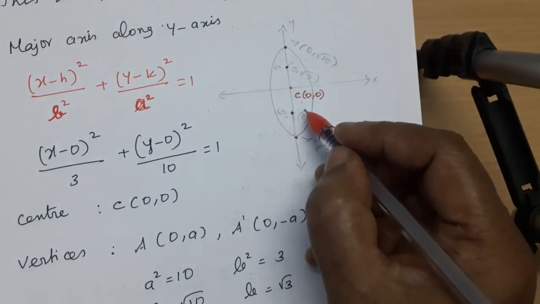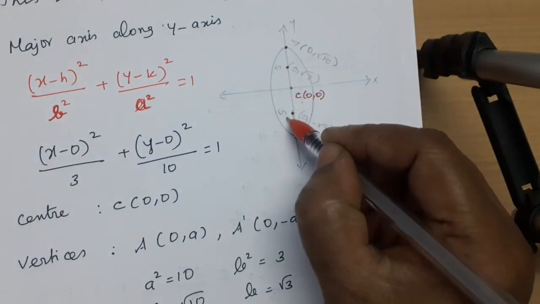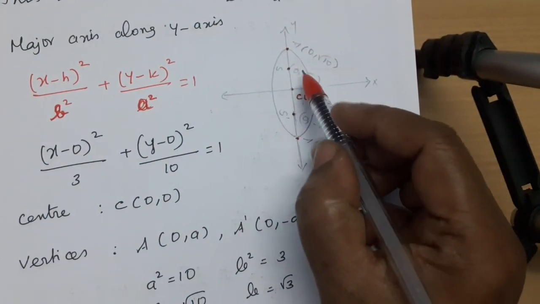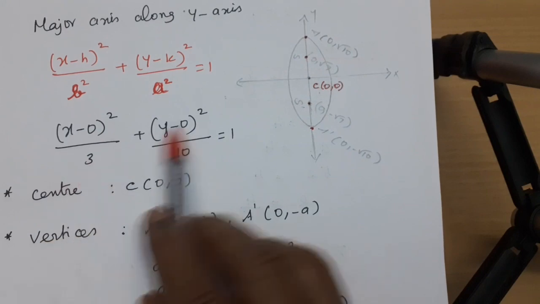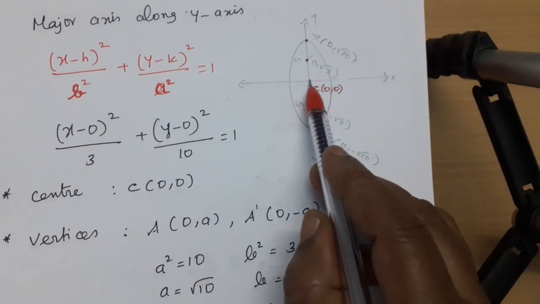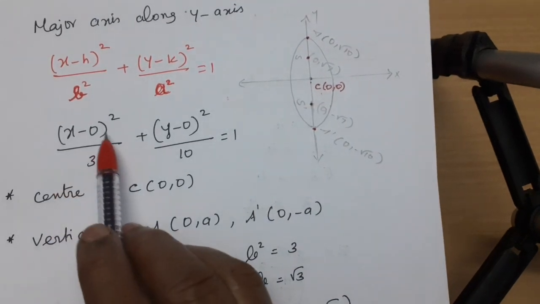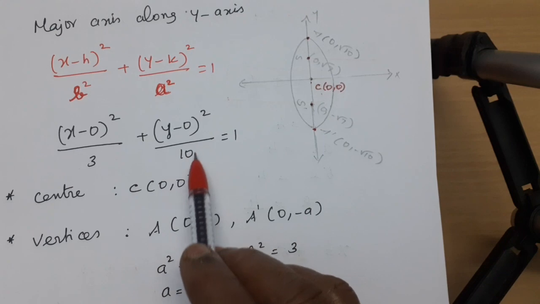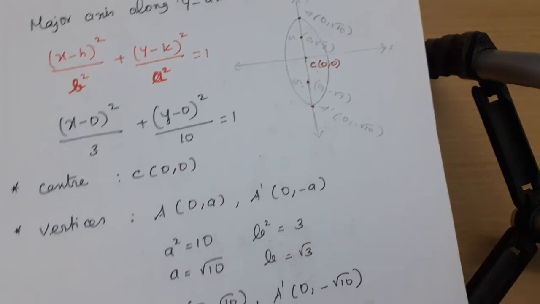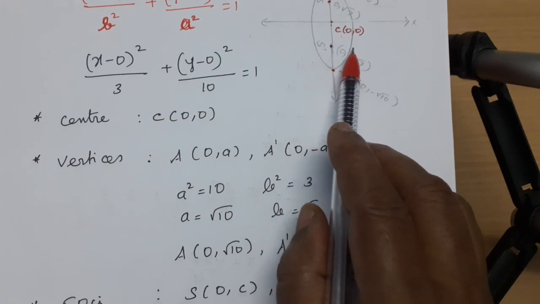S and S dash are the foci. A and A dash are the vertices. So what do you understand? This is x square by a square. Therefore, the ellipse is passing through the origin. So, x minus 0 the whole square by 3 plus y minus 0 the whole square by 10 equal to 1. What is our center? The center is 0, 0.